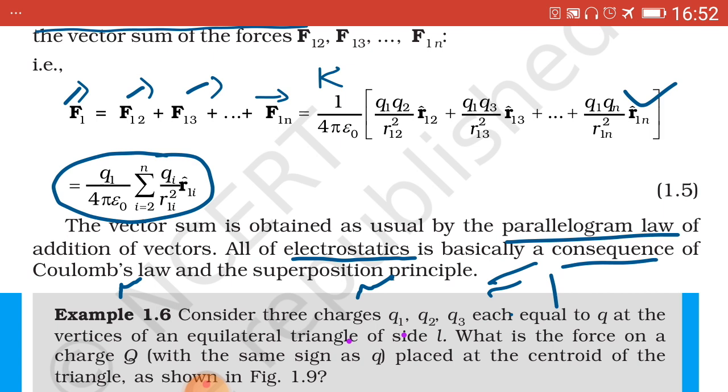Again below that you write, but i not equal to 2. Hence, the vector sum is obtained by the parallelogram law, and electrostatics is a consequence of Coulomb's law and the superposition principle. Okay, that's all, and this ends the topic.